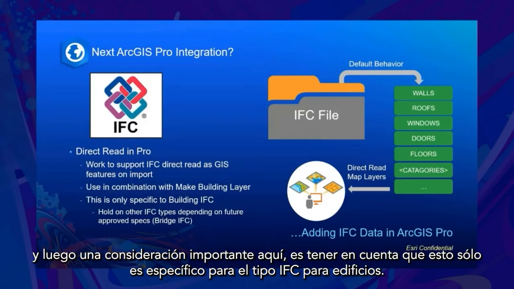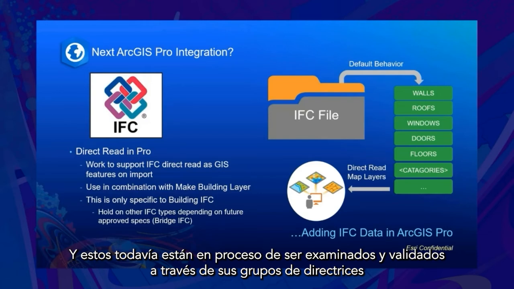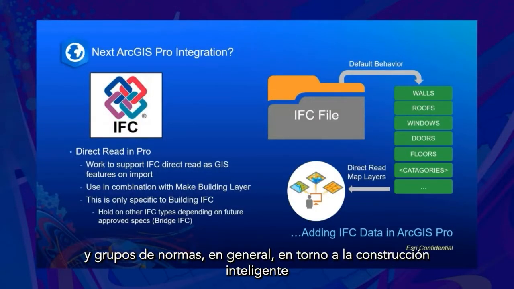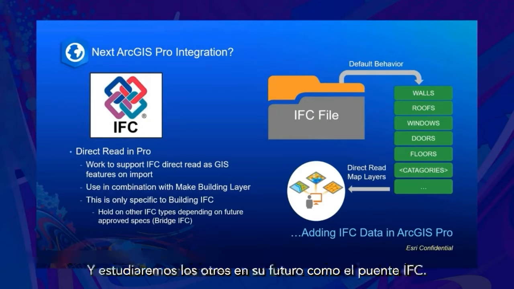One major consideration here is to keep in mind that this is only specific to the building IFC type. There are a lot of others out there too, let's say the rail IFC and the highways IFC. Those are still being vetted and validated through their guideline groups and standards groups within buildingSMART. So until those are approved, this first version of what we're integrating within Pro will just be focused on the building IFC, and we'll look into the other ones in the future, like the bridge IFC.